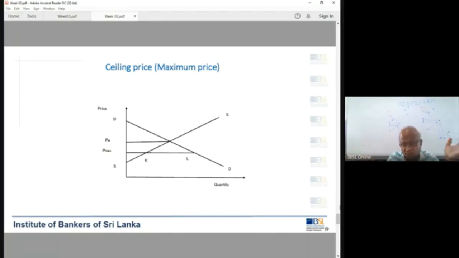Then they cut down the supply. They reduce the supply to K. Now what is the market situation? Demand exceeds the supply. Consumers increase their demand, suppliers cut down their supply, so there will be excess demand for the product. Excess demand in the market. Shortage of the product in the market.